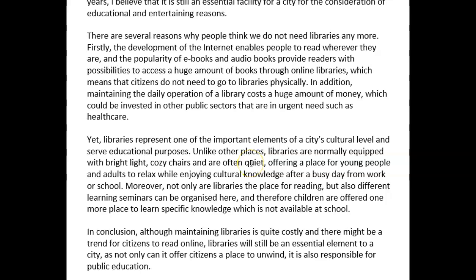Unlike other places, libraries are normally equipped with bright light, cozy chairs, and are often quiet, offering a place for young people and adults to relax while enjoying cultural knowledge after a busy day from work or school. Moreover, not only are libraries the place for reading, but also different learning seminars can be organized here, and therefore children are offered one more place to learn specific knowledge which is not available at school. Wow, that's lovely. I want to tell you some of the things that I really liked about this.